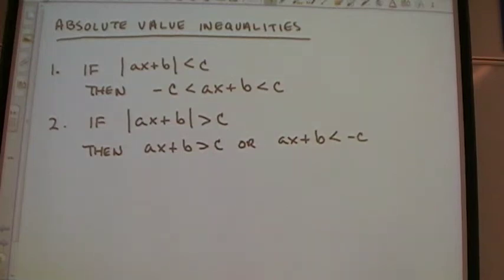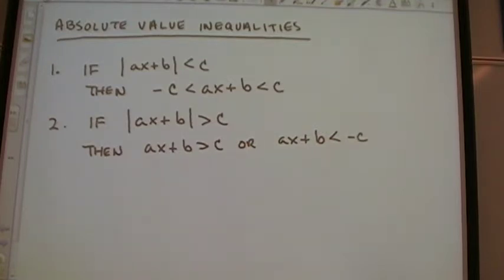Okay, we just covered absolute value equations. Now let's take care of absolute value inequalities. You've got two rules that you need to know. First one, if the absolute value of a number is less than C, then you have to get rid of the absolute value symbols, just like you did for equations. But with inequalities, you have to know these two rules.